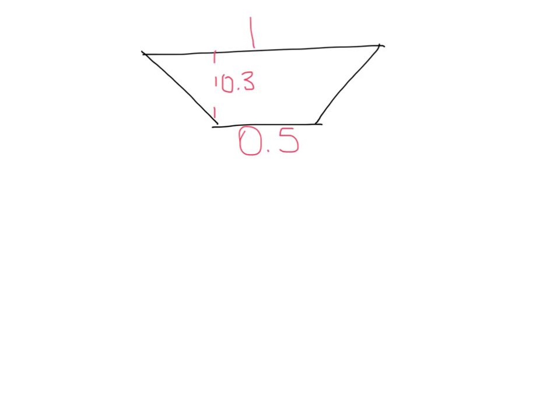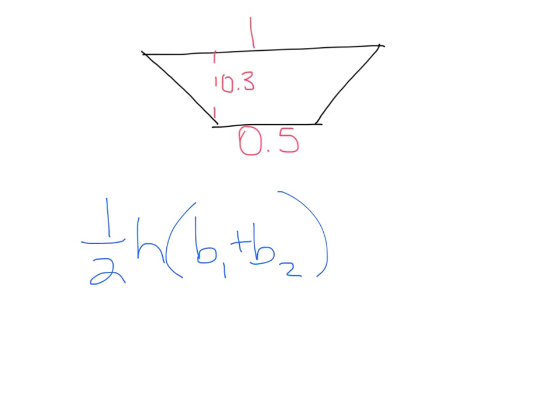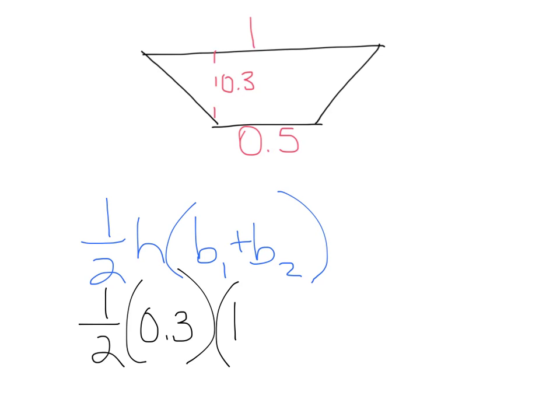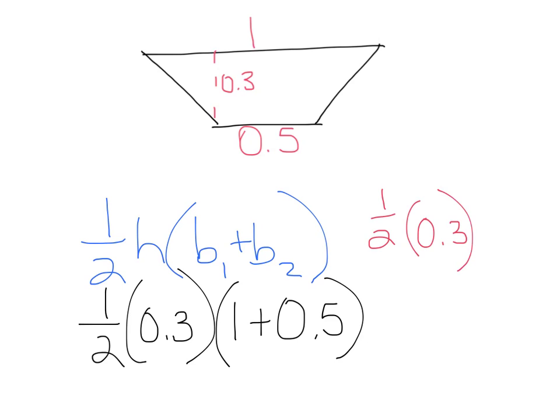So let's look at this example together. We know that our formula is 1/2 height times base 1 plus base 2. We always have to do what's in the parentheses first. So we have 1/2, the height is 0.3. My base 1 is 1, and my base 2 is 0.5. So if we do what's in the parentheses first, we get 1/2 times 0.3 times 1.5.